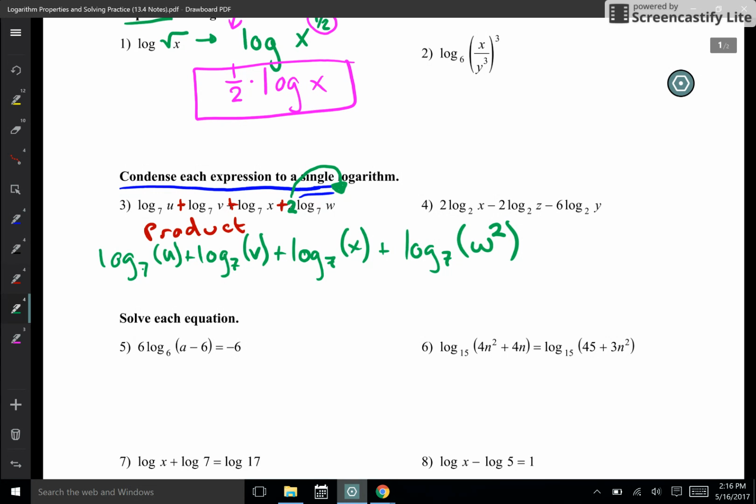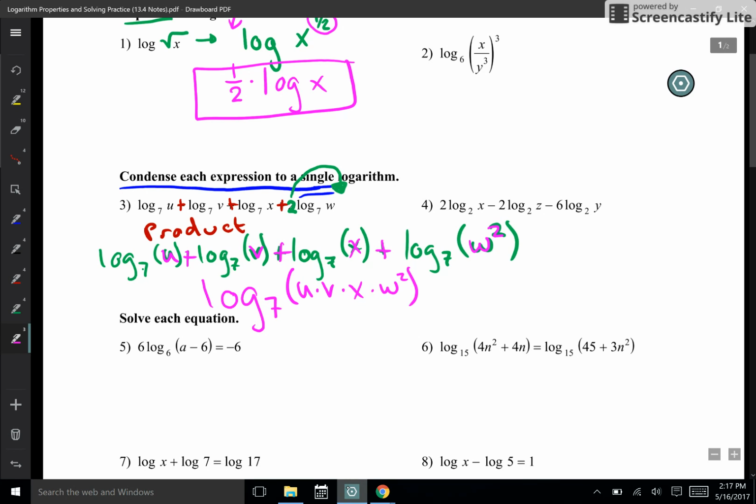All right, and what's left to do now is take care of the product rule with all these additions. That tells me that I'm going to multiply all of the arguments by each other. So u is our first argument times v is our second argument times x is our third argument times w squared is our last argument. And now we have our expression written as a single logarithm.